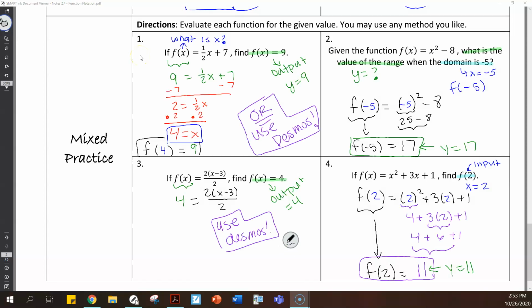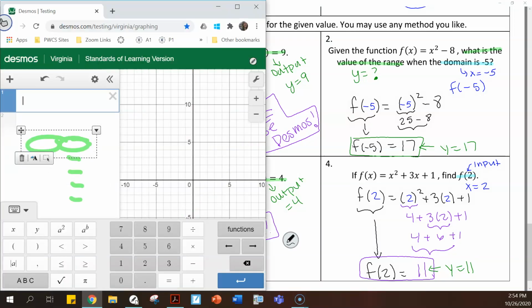All right, for number 1, you're looking for x. They give you f of x equals 9. So when they give you f of x equals 9, that means that the output value, or the y value, is 9. So I'm going to type in exactly what I see for my function.